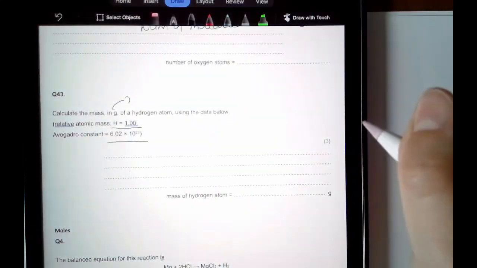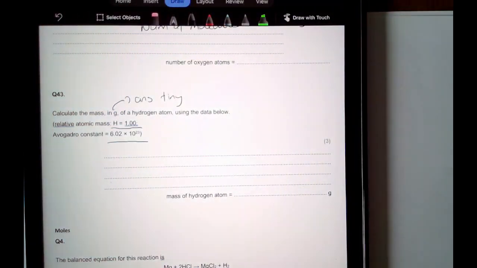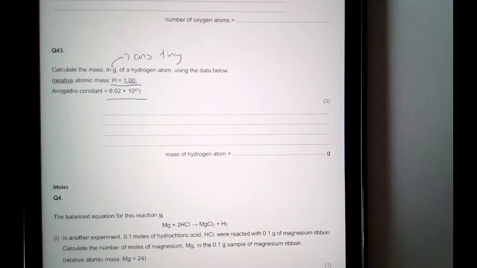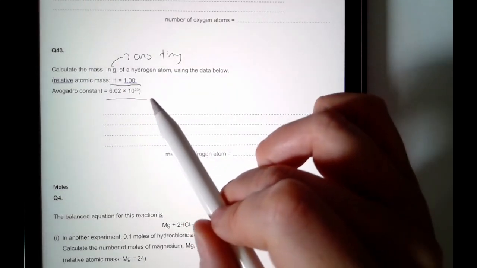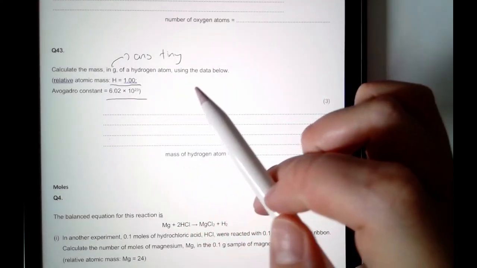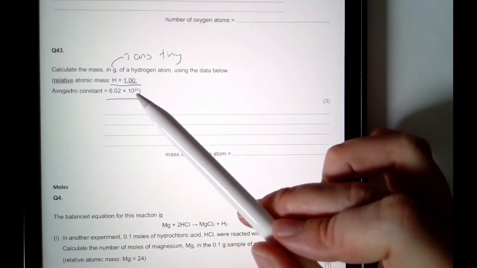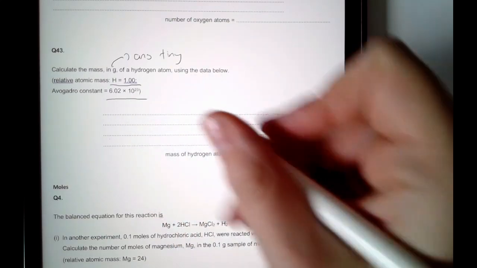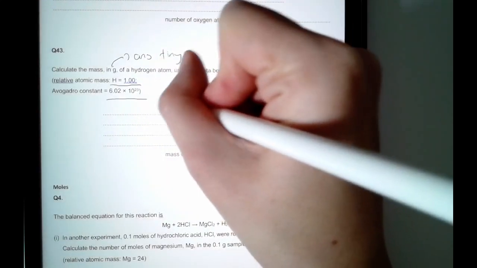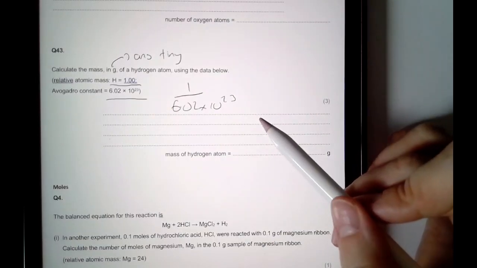The first thing I would say here is that your answer should be tiny, okay? You're asked to calculate the mass of one individual atom in grams. Your answer should be absolutely tiny. And you're given 2 numbers, right? Even without understanding the calculation at all, if I'm given these 2 numbers that I know I have to use, and I know I need to end up with a really, really small answer, the only way I can end up with a small answer using these 2 numbers is to do 1 divided by Avogadro's constant, okay?